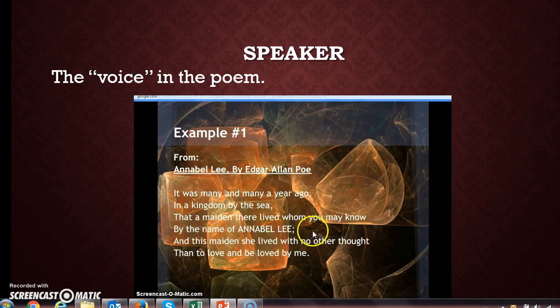In this example, which is a poem by Edgar Allan Poe, it says, "It was many and many years ago, in a kingdom by the sea, that a maiden there lived whom you may know by the name of Annabel Lee. And this maiden she lived with no other thought than to love and be loved by me." So in this example, we know that the speaker is somebody who's in love with Annabel Lee. So it's not the author necessarily. Instead, the author has kind of taken on this persona that they are writing from.